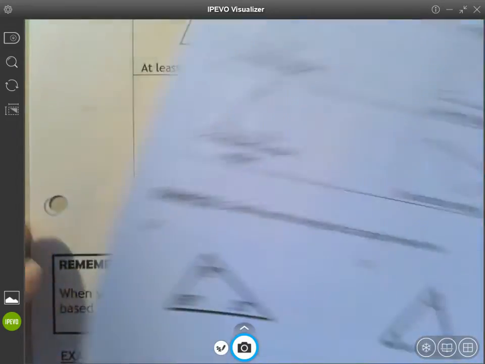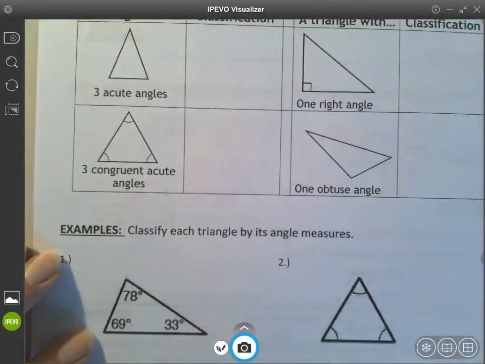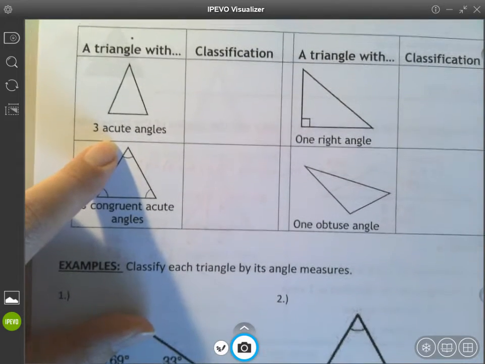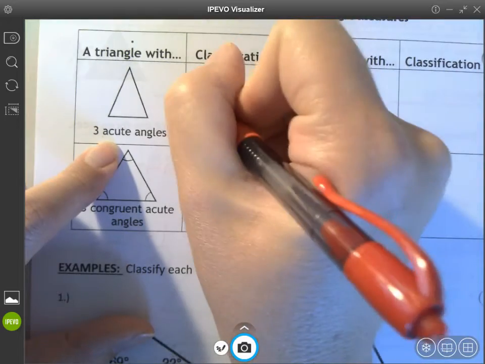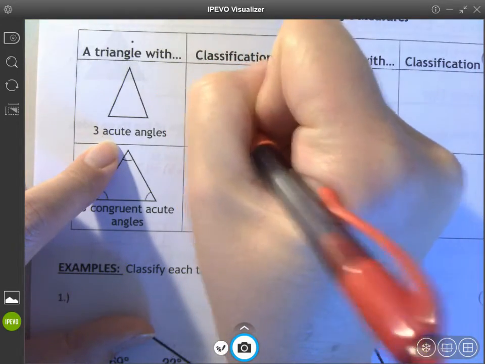On the back, three acute angles. Do you remember what acute means? Under 90 degrees. So three acute angles is going to be an overall acute triangle.